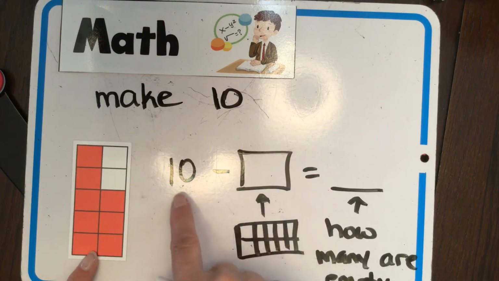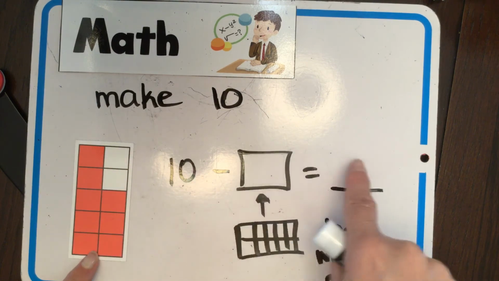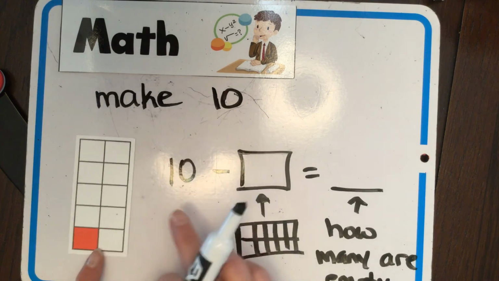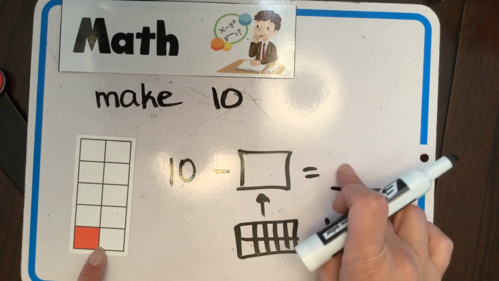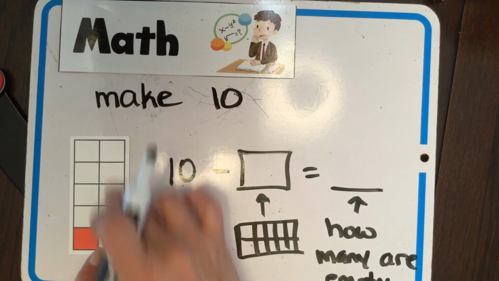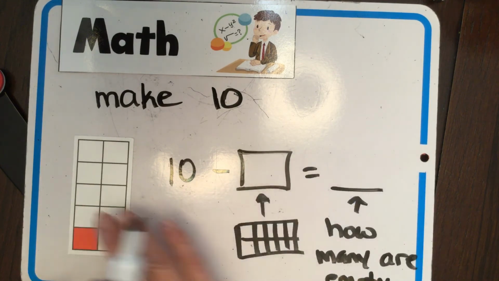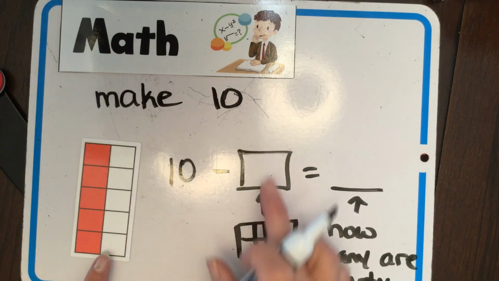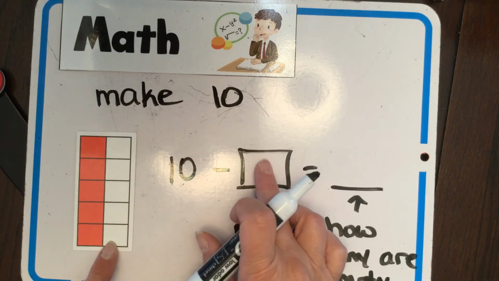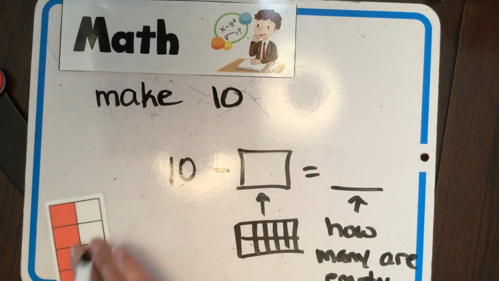Here's an 8, my friends. So 10 take away 8. I imagine the 8 10 frame. I see 2 are empty, so I know my answer for 10 take away 8 would be 2. If it said 10 take away 1, then I might use counting back. That would be faster. But if I want to imagine a 10 frame, I would imagine this 10 frame, and I see that 9 are empty. So 10 take away 1 would equal 9. If I had 5 in this box and it's a 10 take away, I can imagine the 5 10 frame. Then 10 take away 5 would equal 5 that are empty left.